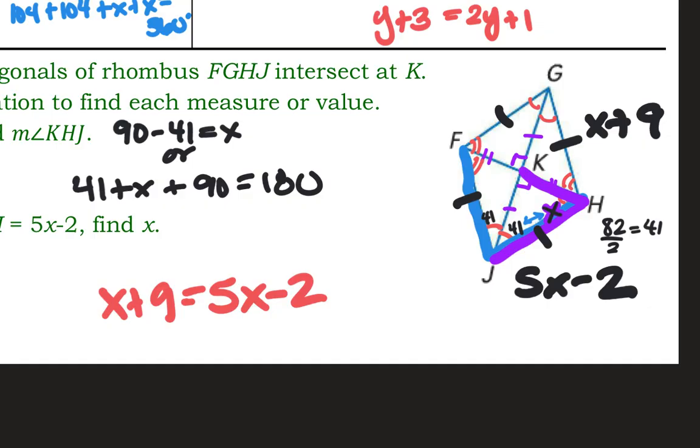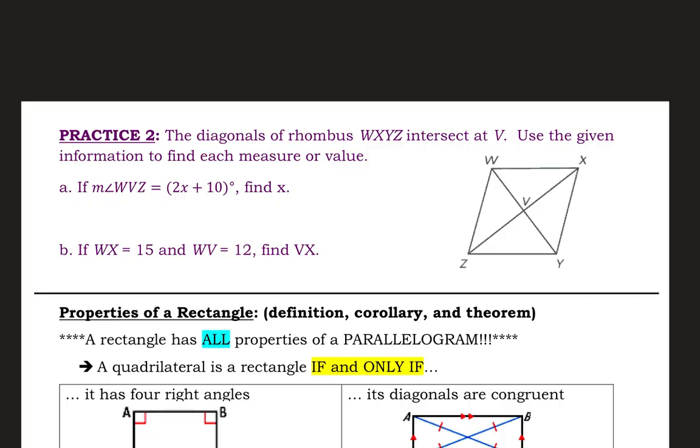All right, when you're ready, go over to the right side. See if you can do the one on the right side. So this one says the diagonals of a rhombus intersect at V. Use the given information to find the measure or the value. So it says WBZ, this angle right here, is 2x plus 10. Well, there's nothing there. They didn't give you another angle. So how did y'all get 40? The diagonals are perpendicular. And if the diagonals are perpendicular, they make that 90 degrees. So this is just a matter of setting 2x plus 10 equal to 90.